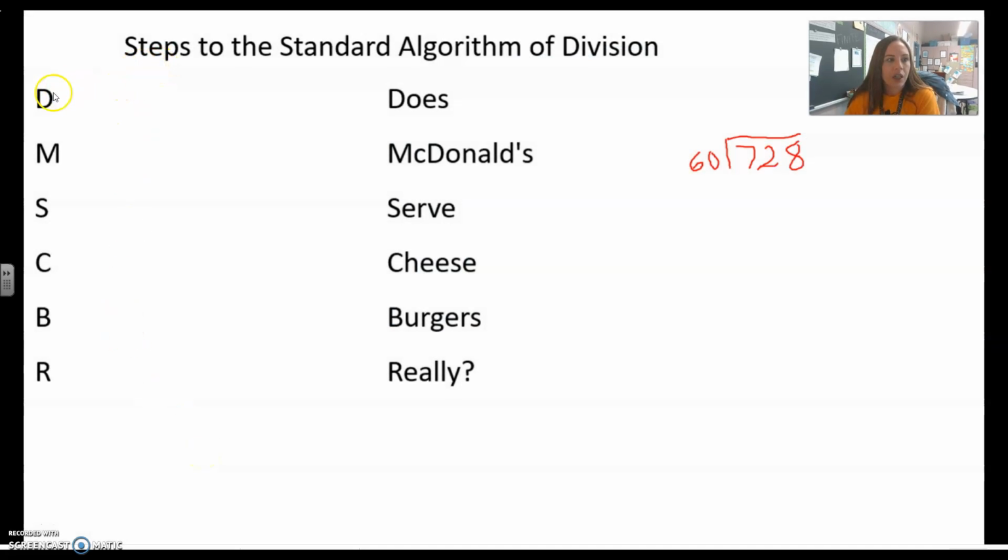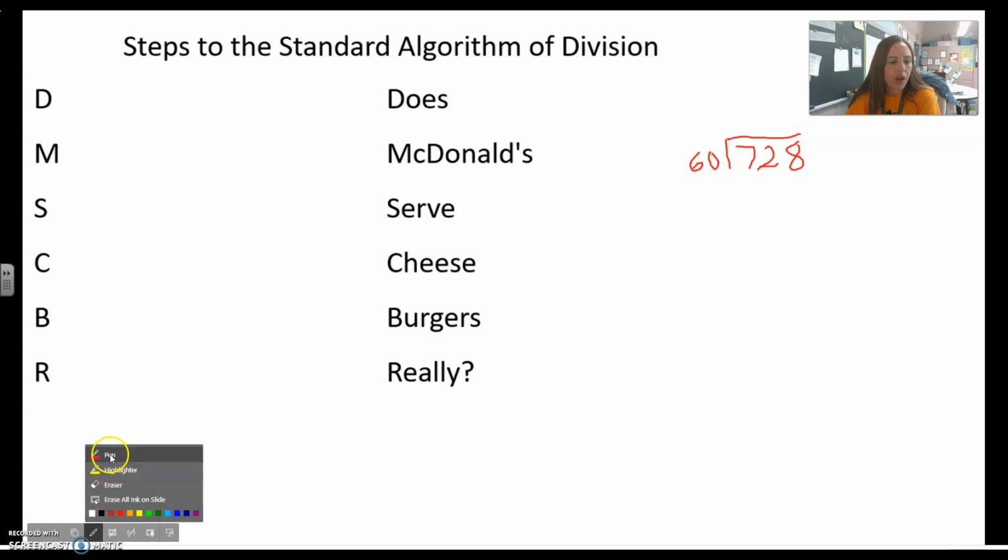So if you remember, here are our notes. They help us remember our steps. And if you were in my Zoom, I told those kids that I really wish I had a word that went above "does." One of my classes said we could say "Mom," like we're talking to mom. Mom, does McDonald's serve cheeseburgers really?